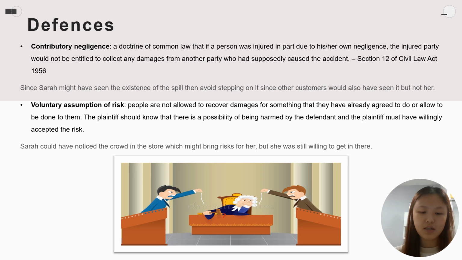Besides, voluntary assumption of risk, which means people are not allowed to recover damages for something that they have already agreed to do. The plaintiff should know of the possibility of being harmed by the defendant and willingly accept the risks. Here, before Sarah entered the store, she could have seen the crowd, which might not be safe for her, but she was still willing to go in there.